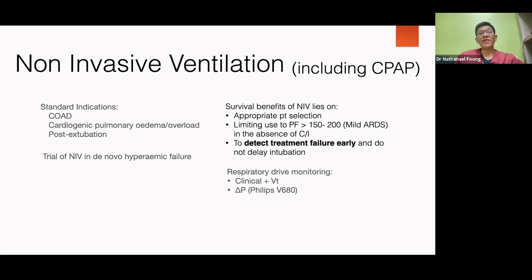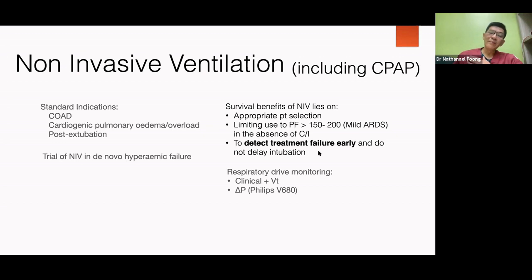Now, non-invasive ventilation definitely will benefit this group of patients. A trial of NIV on hypoxemic failure has very little evidence, I would say. You may actually try it on these patients, but you have to select them appropriately. That means patients with a PF ratio of probably more than 150 or 200 in the absence of contraindication, with very close monitoring to detect any treatment failure early and do not delay intubation.